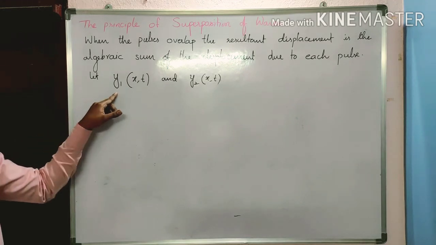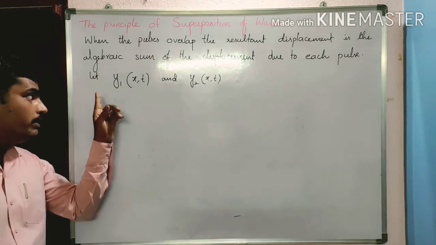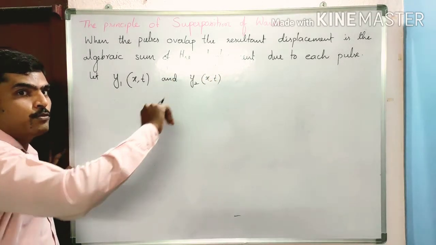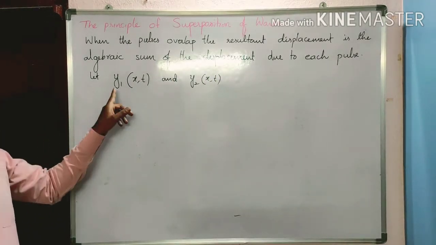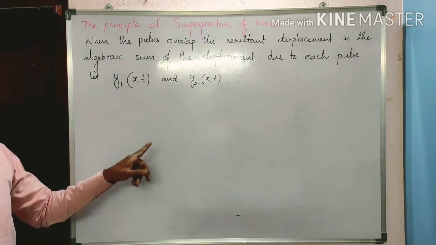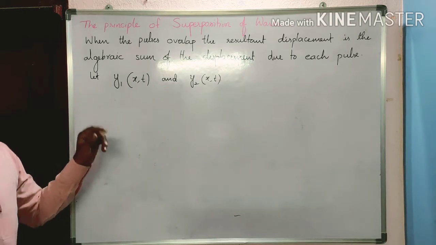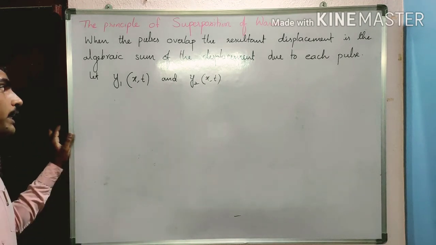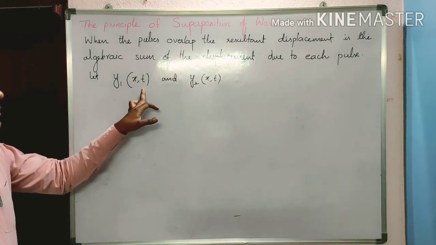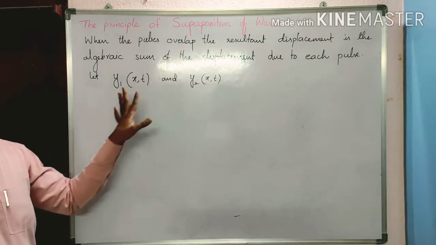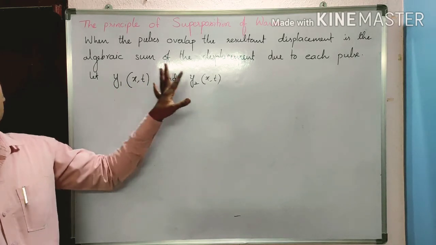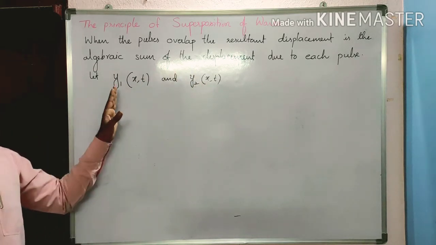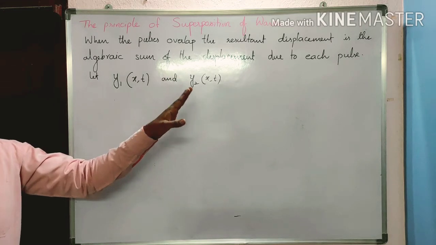Wave equation ఎలా రాస్తాం అనేది మనం ఇంతకు ముందు వీడియోలో చూసాం. Wave equation y = a sin(kx − ωt). y1(x, t) and y2(x, t), these two are showing the displacements of the two waves. y1 is one displacement, y2 is the another displacement.